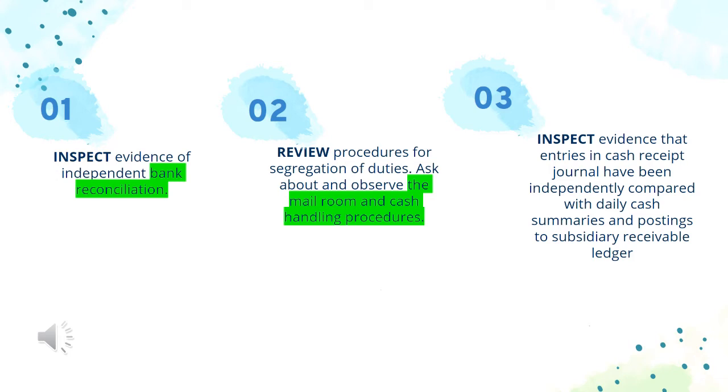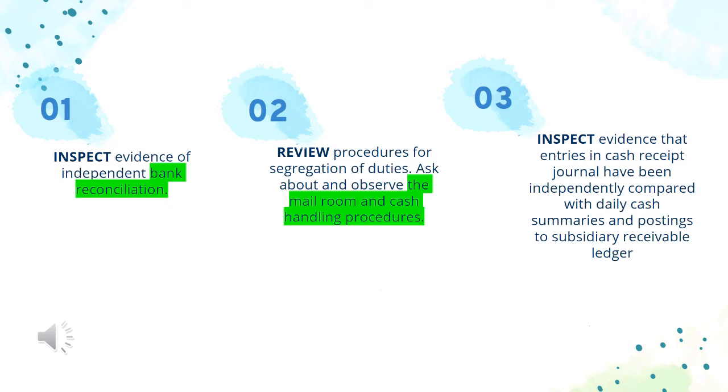The second one is review procedures for segregation of duties. In doing so, they can see whether the mailroom and cash handling procedures are effective or not, whether the company gives the most effective way in handling the cash procedures.